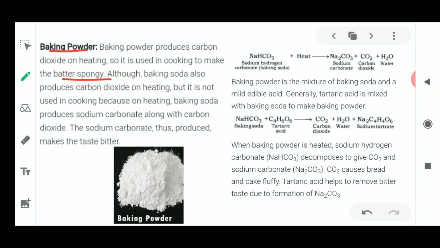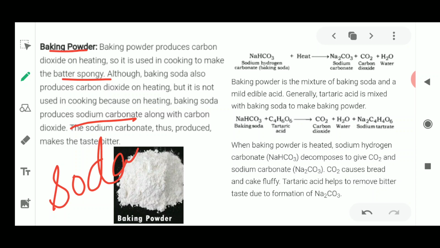It is one of the derivatives of baking soda. Now how it is derived, I'll discuss. Although baking soda produces carbon dioxide on heating, it is not ideal for cooking because on heating, baking soda produces sodium carbonate along with the carbon dioxide. So what is the chemical formula for this baking soda? The chemical formula is sodium hydrogen carbonate.